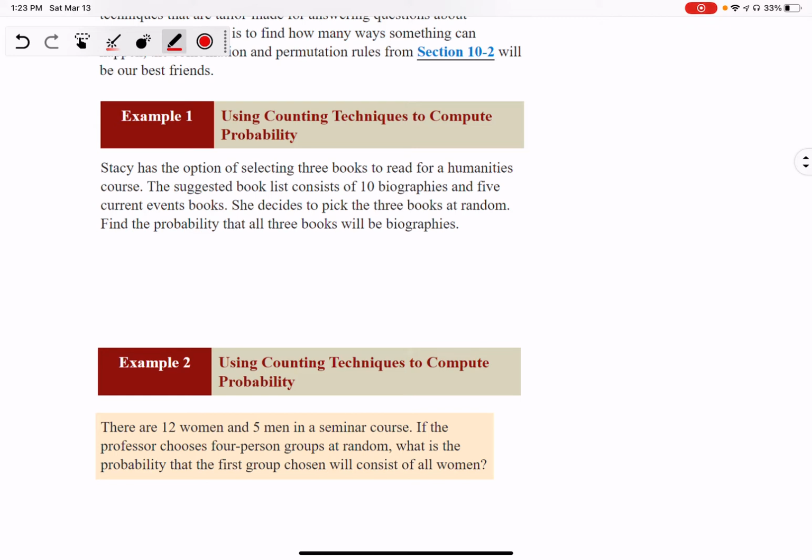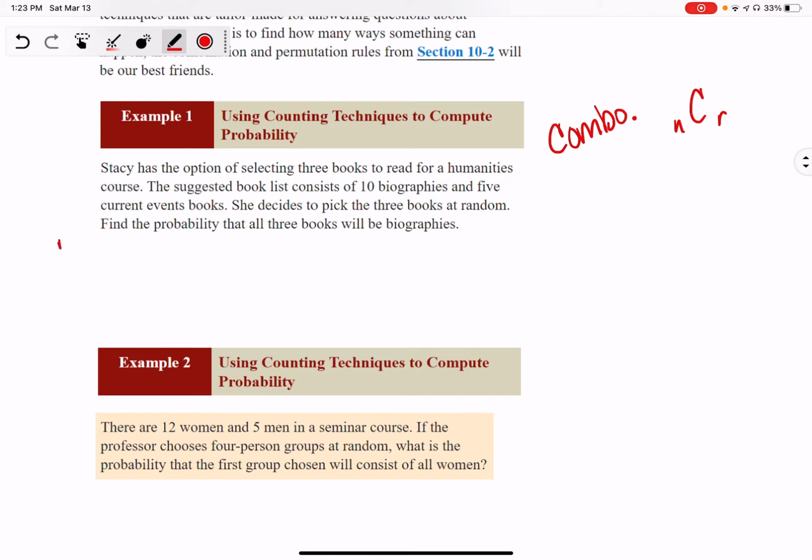Okay, the first thing we have to ask ourselves is, does the order matter? No, the order does not matter. So this will be a combination. Just said combination and I wrote permutation. Combination, n and r on that side. Okay, so the main question here is how many ways can we choose 3 books from 10 biographies?